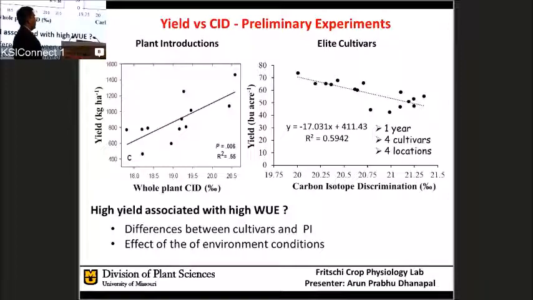And to answer the question whether high yield is associated with higher water use efficiency, of course, yes, based on the elite cultivars. Of course, a difference exists between the cultivars and the PIs. One of the reasons for this would be that the PIs are from a germplasm bank, and they are always low yielding, whereas the elite cultivars have a good yield. So we need to study this further. Another reason might also be the effect of the environmental conditions, where these two experiments were not conducted in the same year. They were conducted in different years.